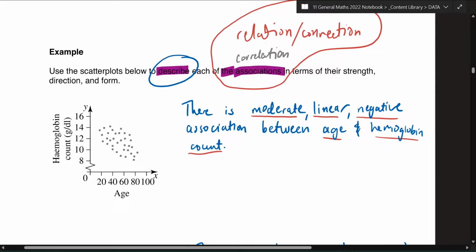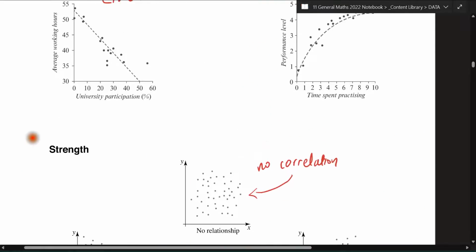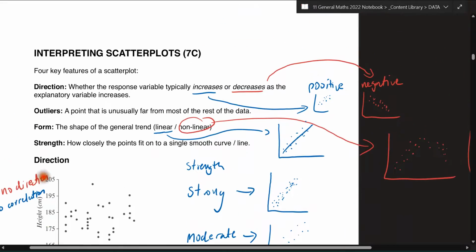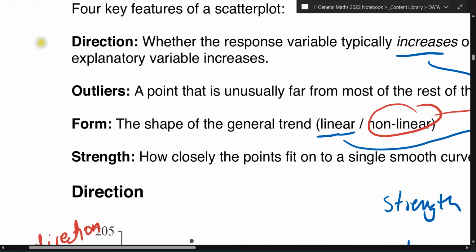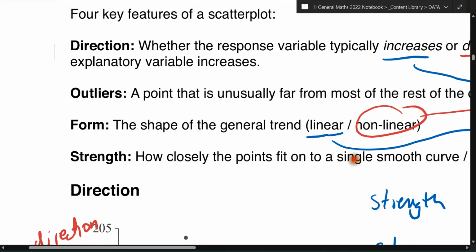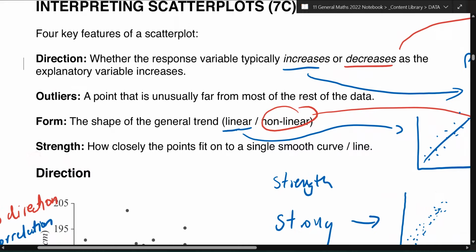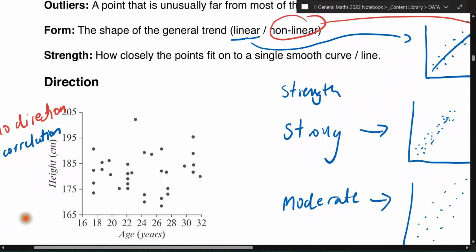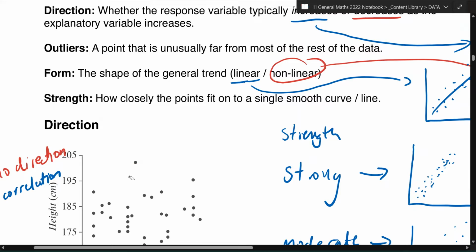And when we're talking about that, you're trying to describe these four different things. What's the direction? What's the outlier? What's the form? What's the strength? In last lesson, we looked into what all of that meant. Direction is whether it's going up, which is positive, or down, which is negative. Outliers: are there any dots that don't quite fit the rest of the data, like that dot? Form: is it linear or non-linear? Linear means you can put a straight line through it. Non-linear means it sort of curves a little bit. It might curve down, might curve up.